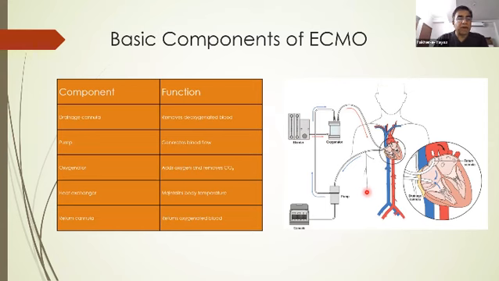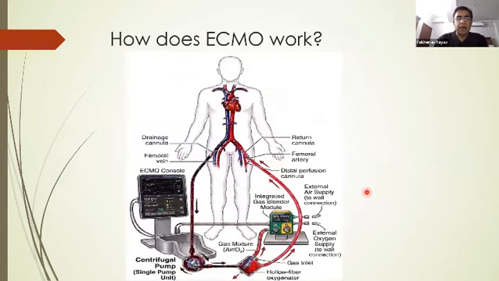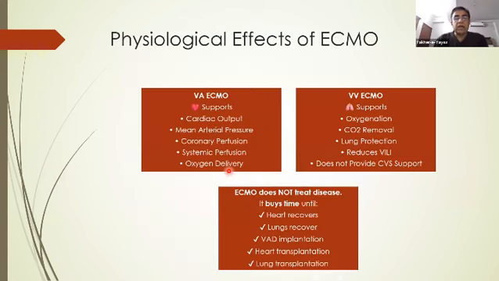So these are the basic 5 components of the ECMO. And as we already mentioned, the main function is to draw the blood from the venous side, oxygenate it, and remove the carbon dioxide, and then return it towards the arterial side. And if we are using only VV ECMO, then the return cannula will be attached to the venous side, but it will be doing the same function, adding the oxygen and removing the carbon dioxide.